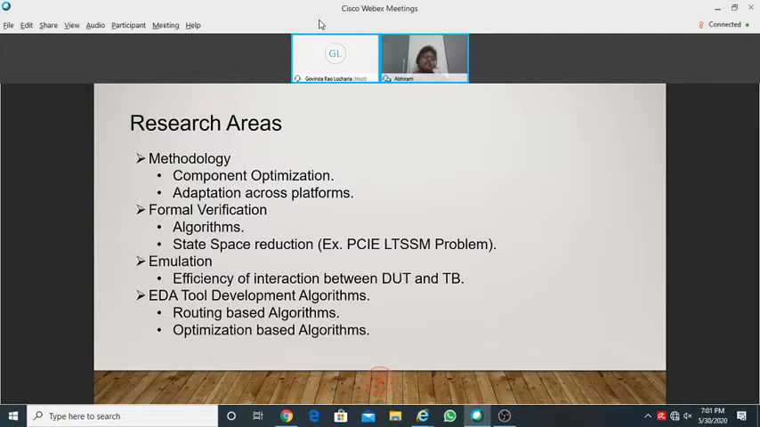Emulation is another interesting area, where the efficiency of interaction between the design under test and the test bench can be a very good research area. And the last one is a generic area where a lot of tool development, algorithms, and routing optimizations can be focused on. So with this, I would like to conclude, and if you have any questions, please let me know.